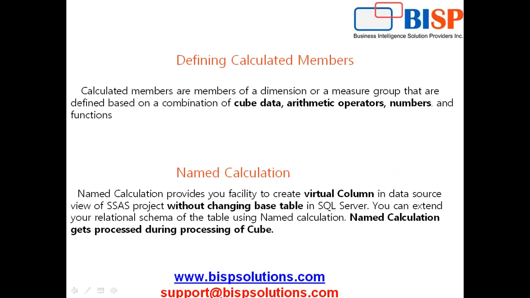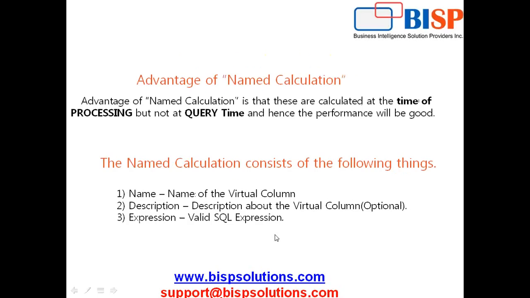So the beauty of named calculations is that they get processed during processing of the cube. The advantage of named calculation over a database table column is the time of processing: they get calculated at the time of processing rather than at the time of query. Therefore they are faster than your typical calculation.